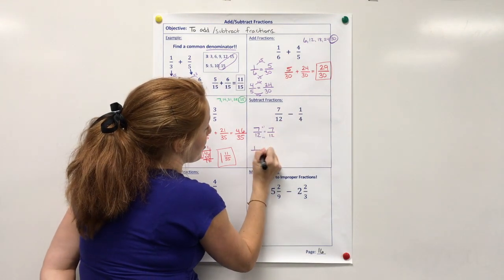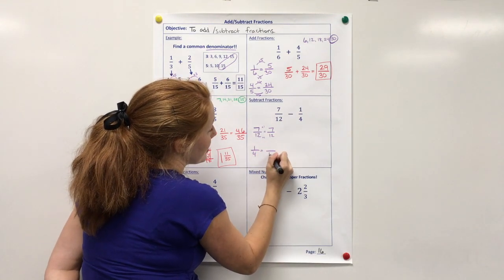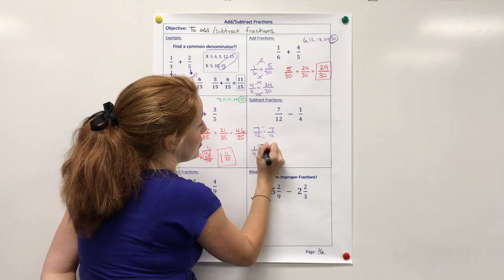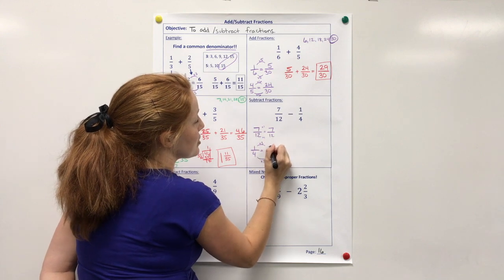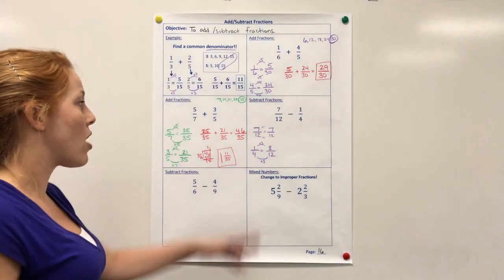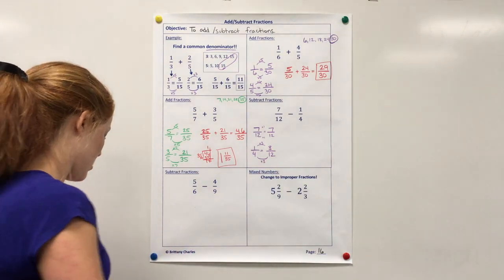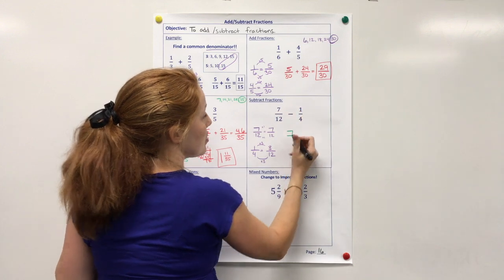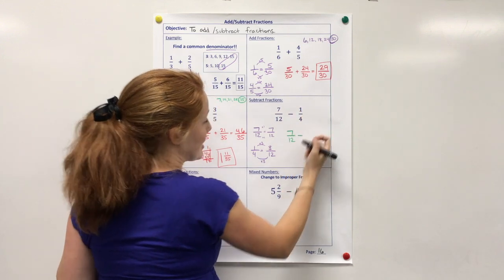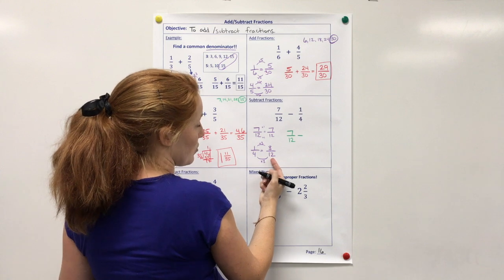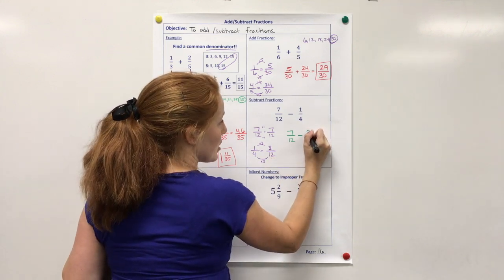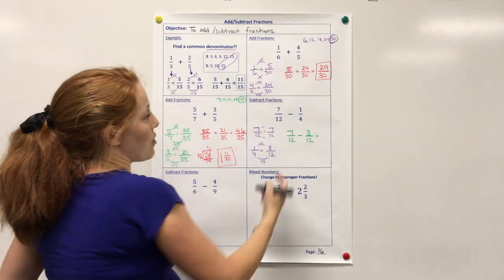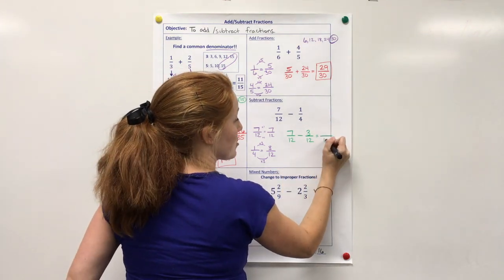And then the 1/4, now that's going to be twelfths. How did I get there? 4 times 3 is 12. So 1 times 3 is 3. Okay? Now I'm going to write them. Make sure you keep them in the order they are. 7 twelfths minus, now my new fraction, well, same fraction, but renamed, is 3 twelfths. Okay? Now, again, the denominator doesn't change, so that's still going to be 12.